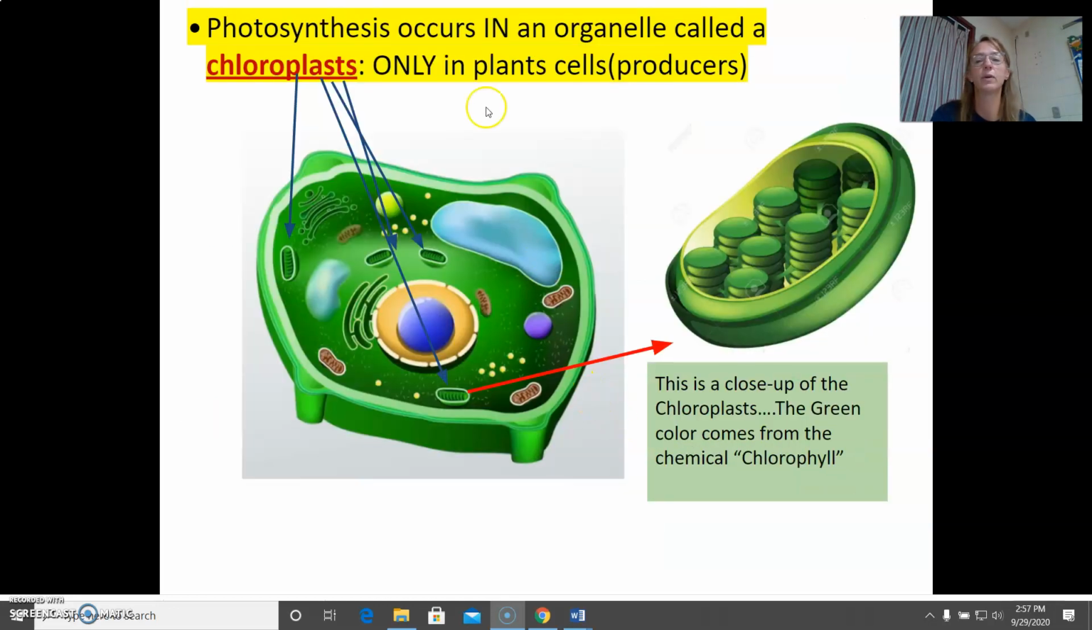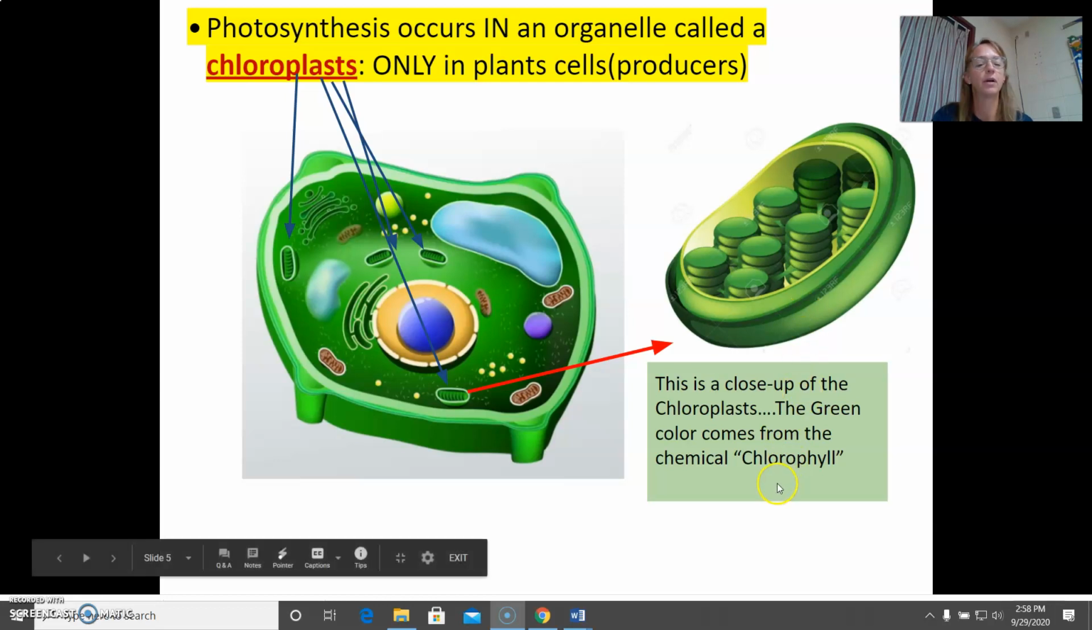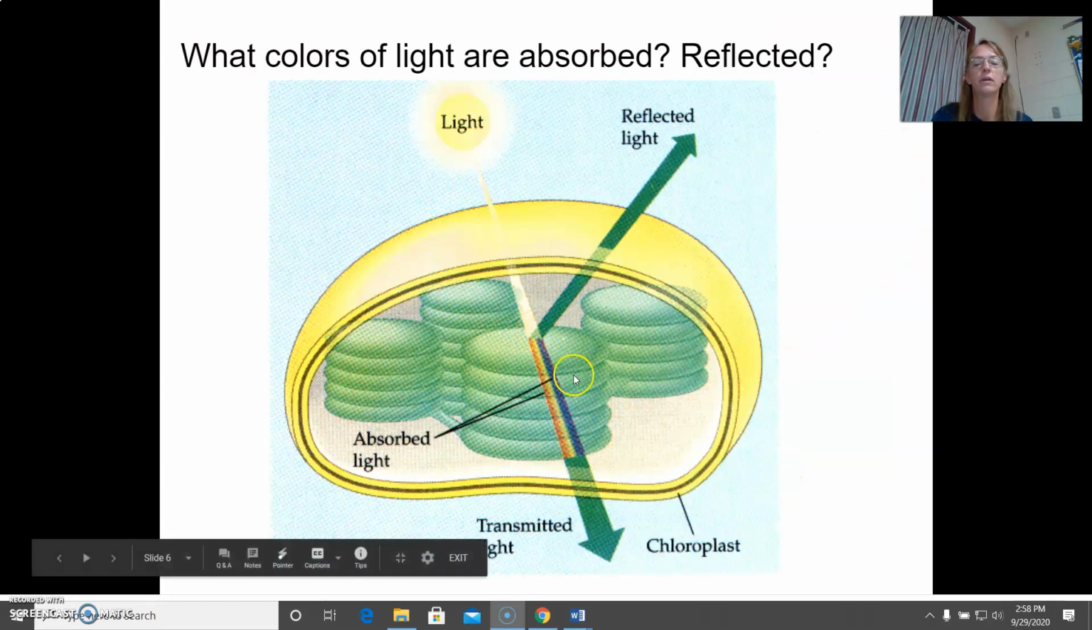So let's look at it one more time. Photosynthesis, again, it happens in an organelle called a chloroplast in a plant cell. So they produce the energy here, and there's a bunch of chloroplasts in this cell, and they always have all these little lines in them. They kind of look like beans with a bunch of little lines in them. Those little lines are because of these stacks called thylakoid membranes. Those thylakoids are full of a chemical called chlorophyll. So chlorophyll makes the chloroplast green.